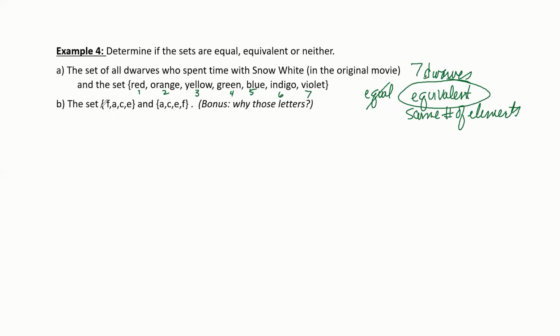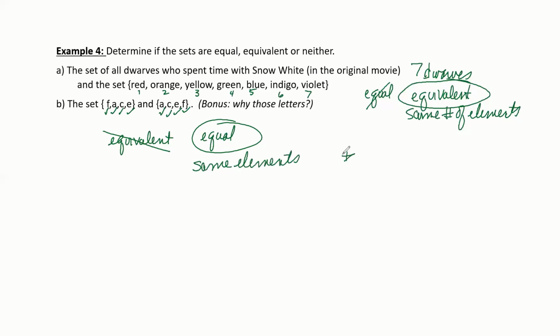How about this set? This set has FACE, 4 letters, and this set has ACEF, so it also has 4 letters. So it would be equivalent or equal. Now we've got to see which one. They're equal if they have the same elements. So let's see if they do. We have F here and F here, A, C, C, E, and E. So these sets are equal because they have the same elements.